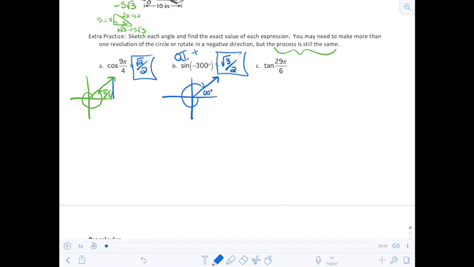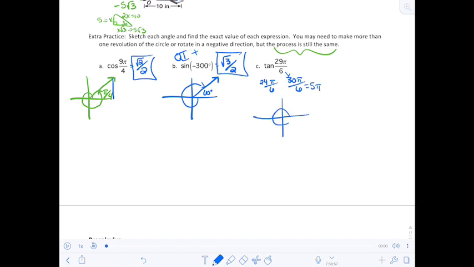Okay, so the tangent of 29 pi over 6. So again, try to make an integer. I can do 30 pi over 6, which is a little more than that. And then below that would be, I guess, 24 pi over 6. So I'm definitely closer to 30. So 30 pi over 6 would be 5 pi.